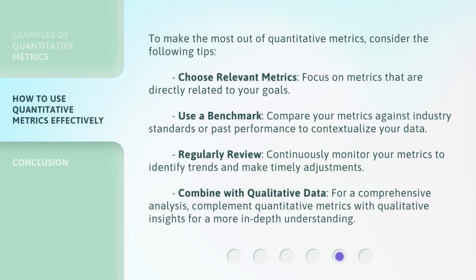To make the most out of quantitative metrics, consider the following tips. Choose relevant metrics. Focus on metrics that are directly related to your goals. Use a benchmark. Compare your metrics against industry standards or past performance to contextualize your data. Regularly review. Continuously monitor your metrics to identify trends and make timely adjustments. Combine with qualitative data. For a comprehensive analysis, complement quantitative metrics with qualitative insights for a more in-depth understanding.